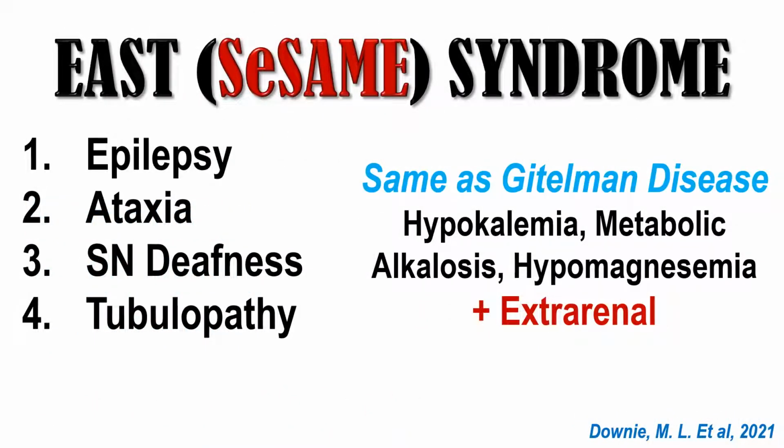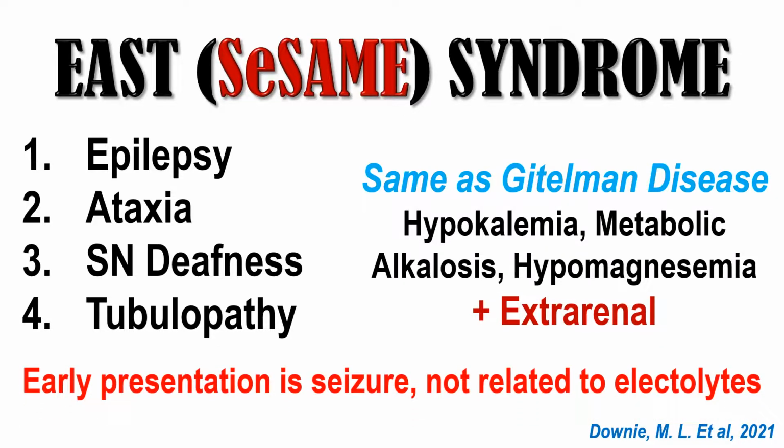EAST syndrome is the same as Gitelman syndrome: hypokalemia, metabolic alkalosis, hypomagnesemia, but it also has extrarenal manifestations. From this term, we call it EAST: epilepsy, ataxia, sensorineural deafness, and tubulopathy. The seizure present early in life is not related to electrolyte disturbance, but related to the neurological insult.